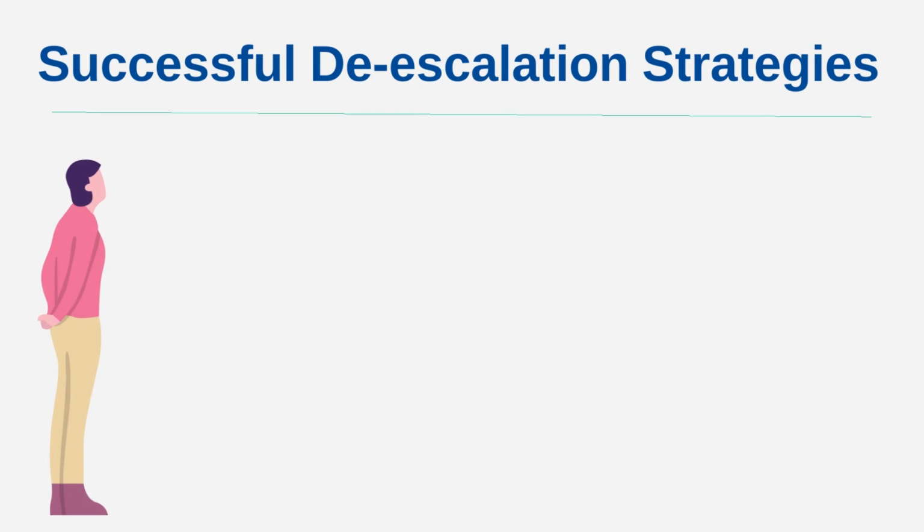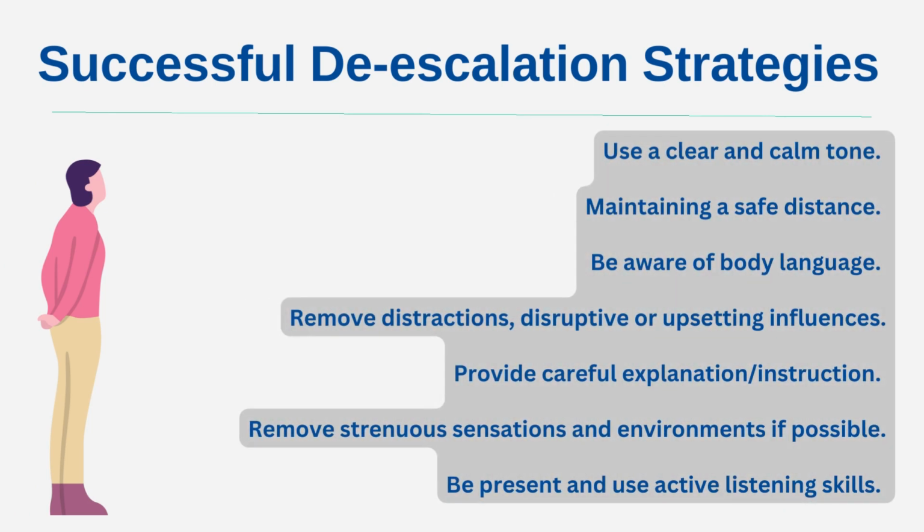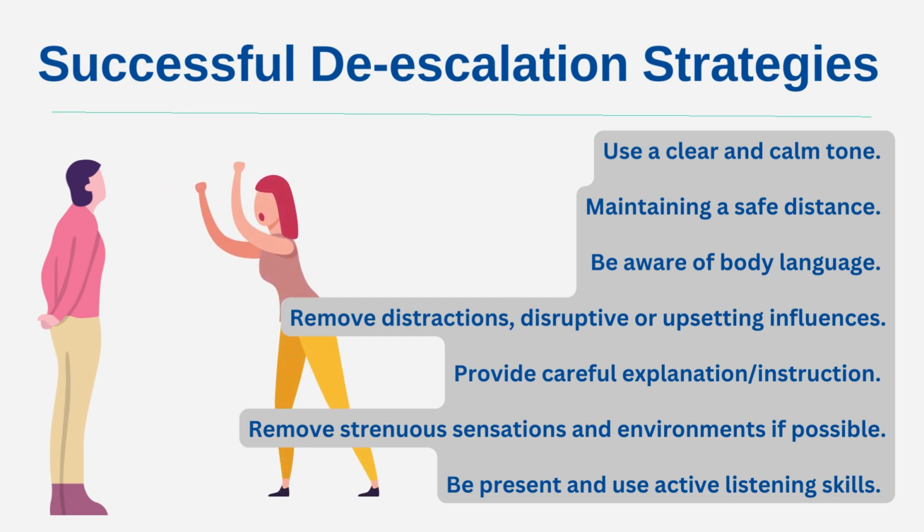The key components for successful de-escalation include using a clear and calm tone of voice when talking, maintaining a safe distance, 5 to 6 feet is recommended, be aware of body language, use relaxed, well-balanced, non-threatening postures while still maintaining a strong tactical awareness. Be aware that particular uniforms or tools can be intimidating to the individual in crisis. Therefore, if possible, remove any distractions, disruptions, or upsetting influences.